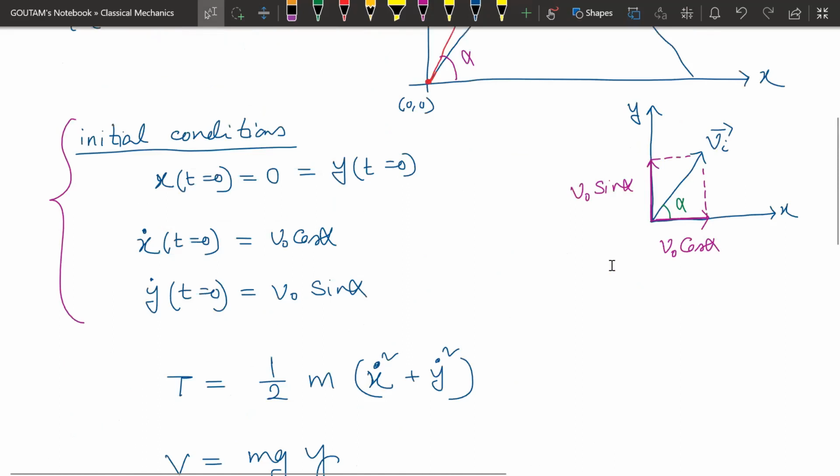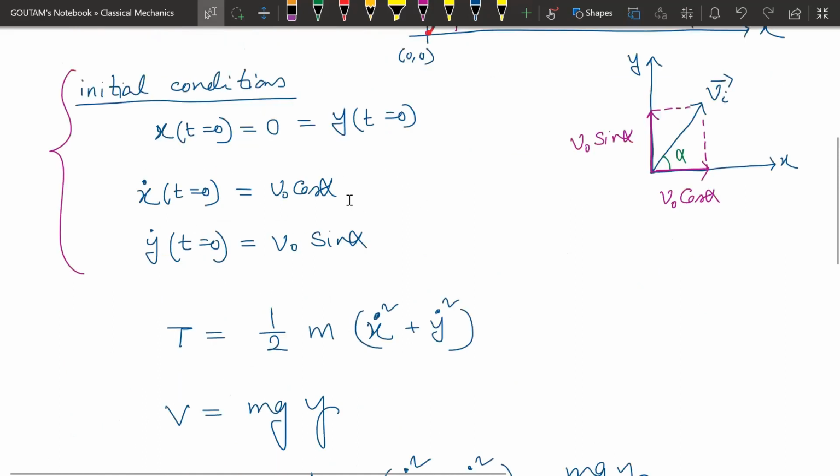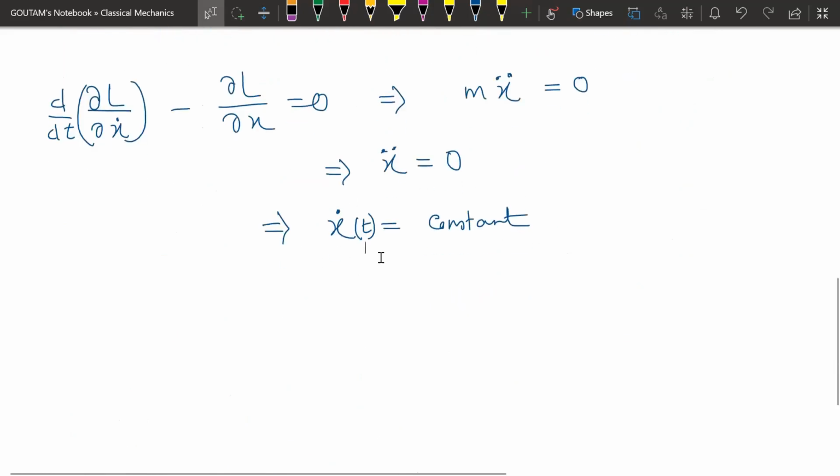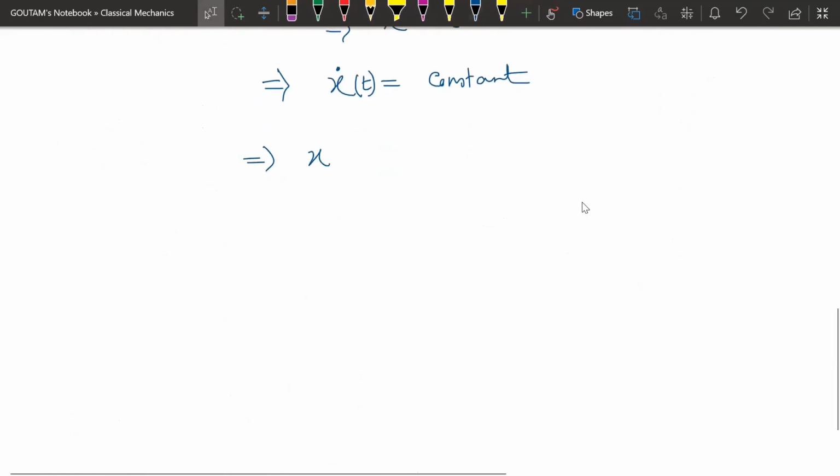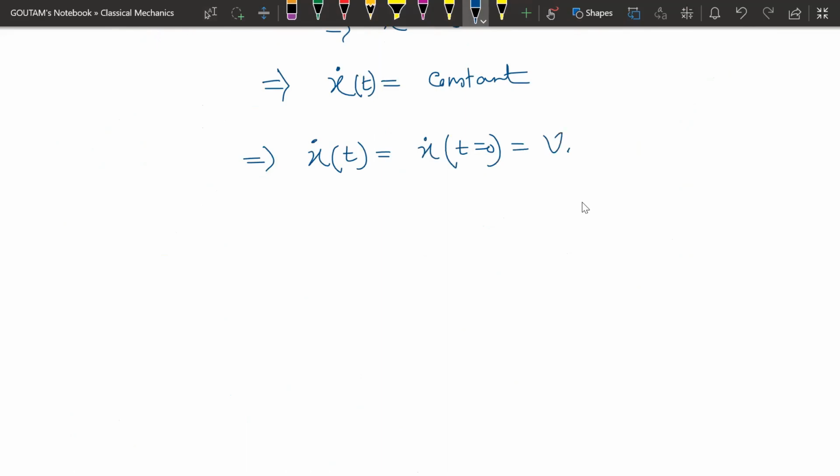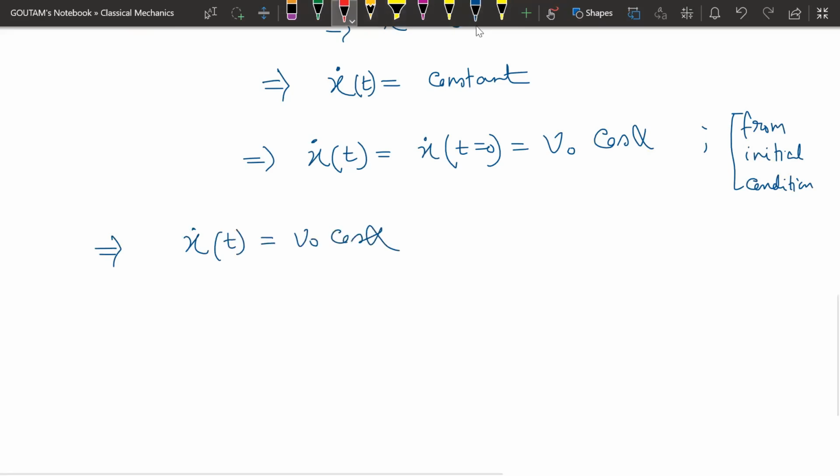From the initial condition, we already know that x dot at time t equal to zero is V0 cos alpha. And here we derived that x dot is not changing with respect to time. So x dot at time t will be the same as x dot at t equal to zero, which is V0 cos alpha, from the initial condition. So we are getting x dot t equal to V0 cos alpha. Let's call it equation one.